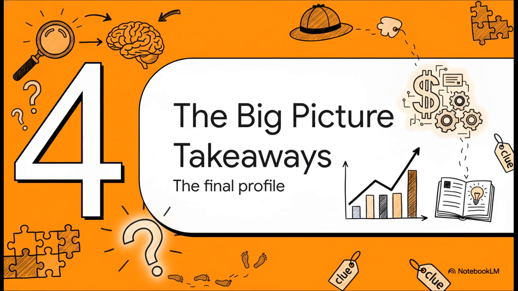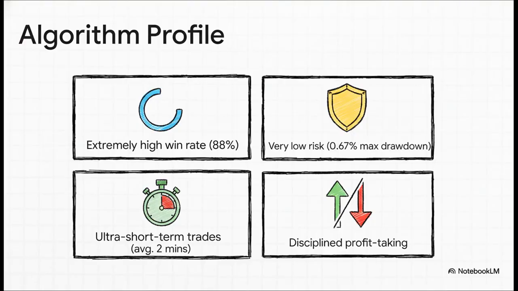Okay, so we've gathered all the evidence. We've followed the clues from the big picture down to the tiniest detail. Now, let's step back and put together the final profile of this remarkable trading machine. So, what's the final verdict? We're looking at an algorithm with an extremely high win rate of 88%. It operates with incredibly low risk, never losing more than 0.67% of the account. It does this by making thousands of ultra-short-term trades that last, on average, just about 2 minutes. And it all works because of its ironclad discipline, taking profits and cutting losses with surgical precision. It's a perfect storm of profitability and control.